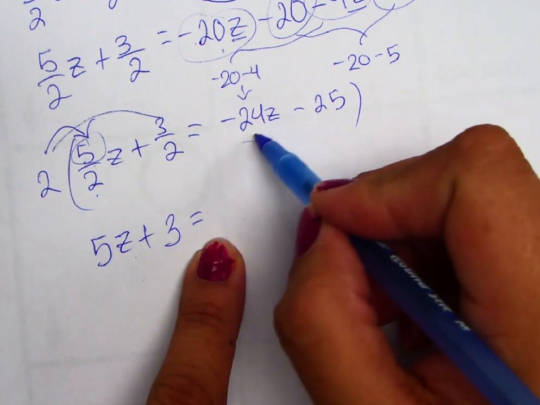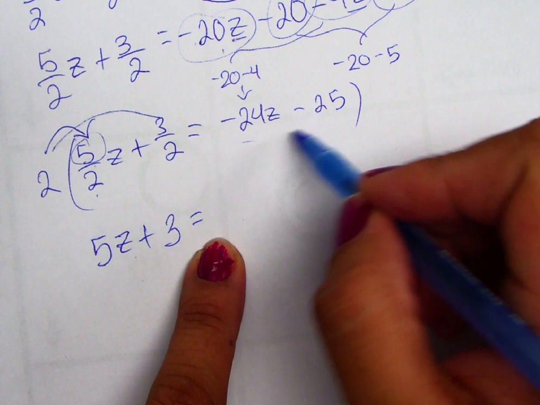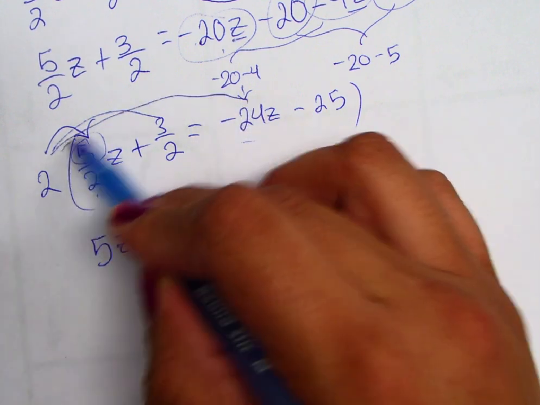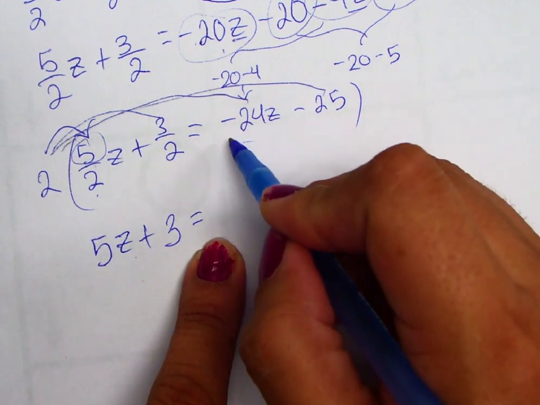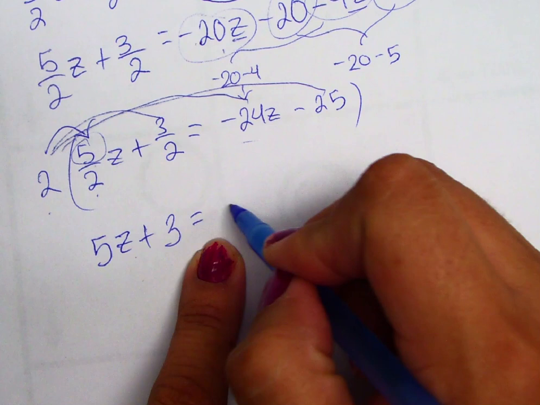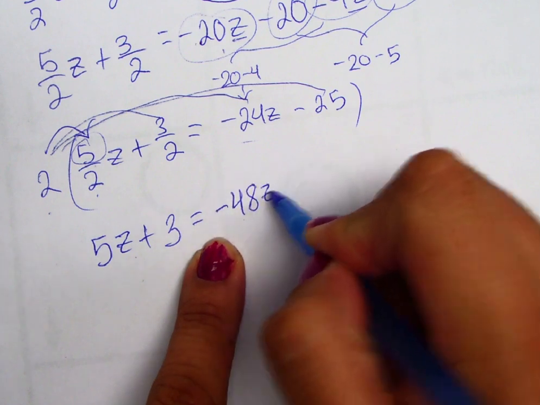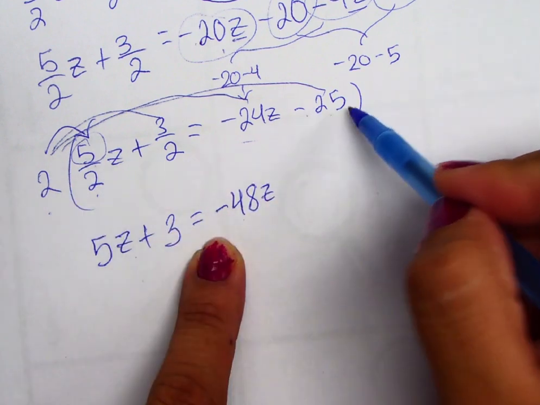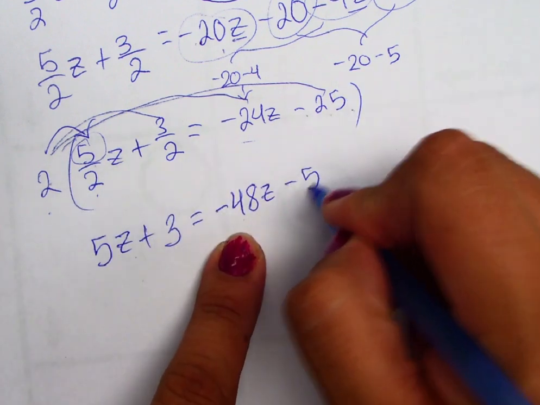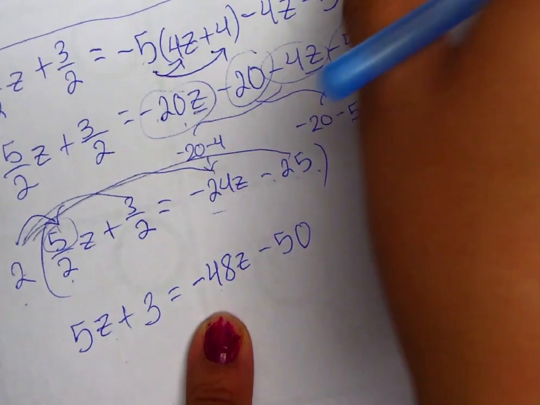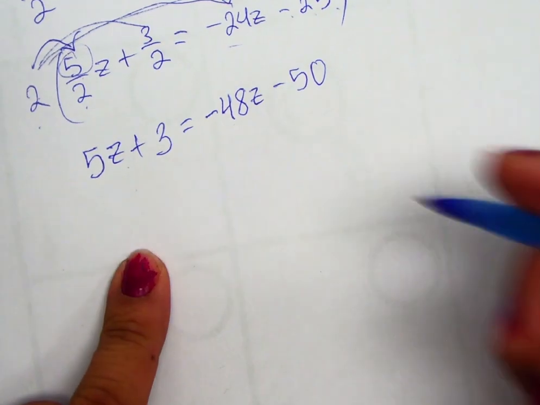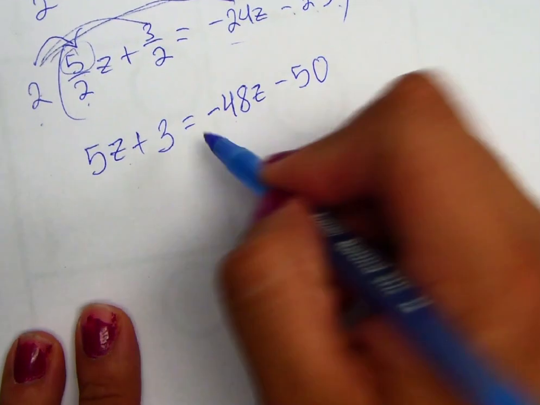All right, so don't forget about these. These are also part of the equation, so we're also going to multiply those by 2. So negative 24 times 2, that will be negative 48z. And then negative 25 times 2, that's negative 50. All right, we're getting somewhere. Hang in there. Now we just need to solve for z.